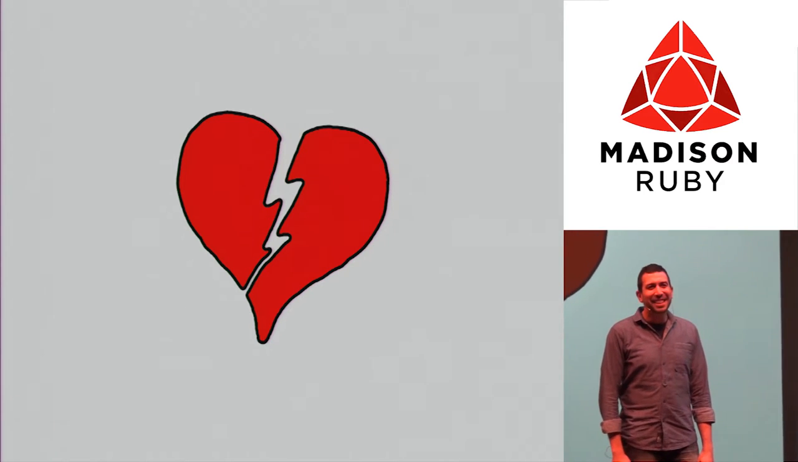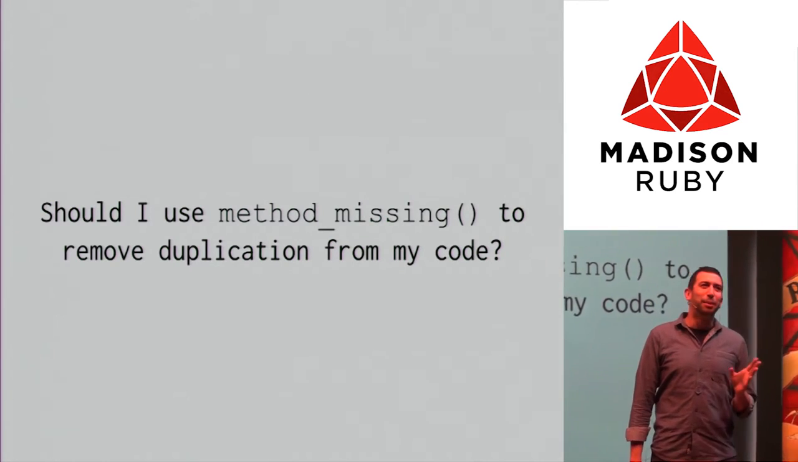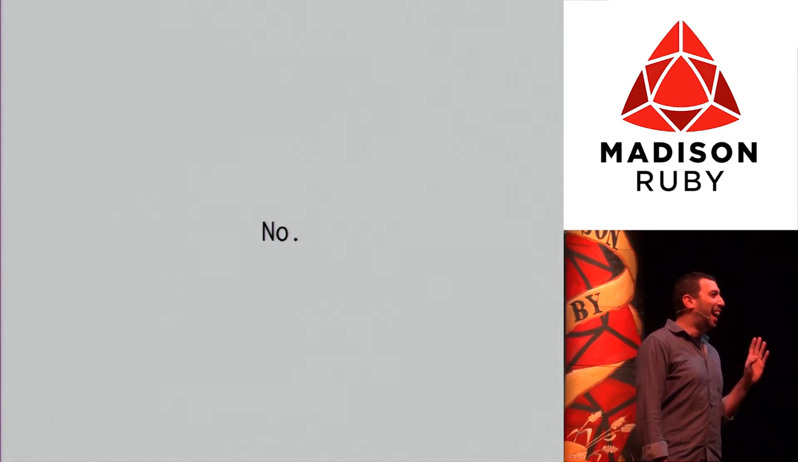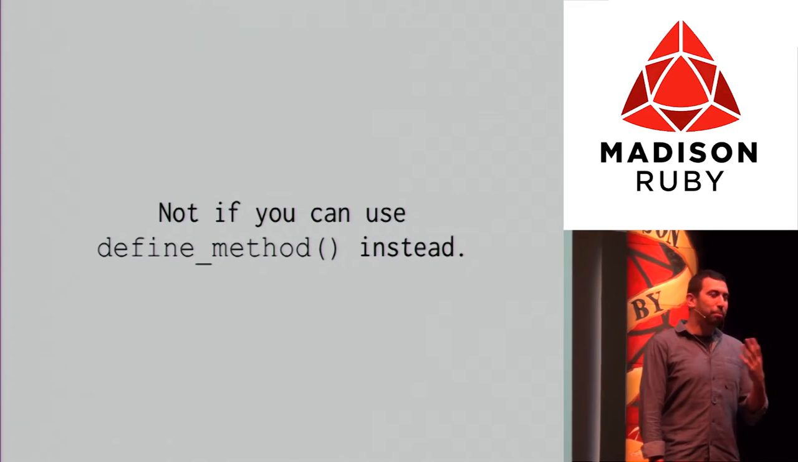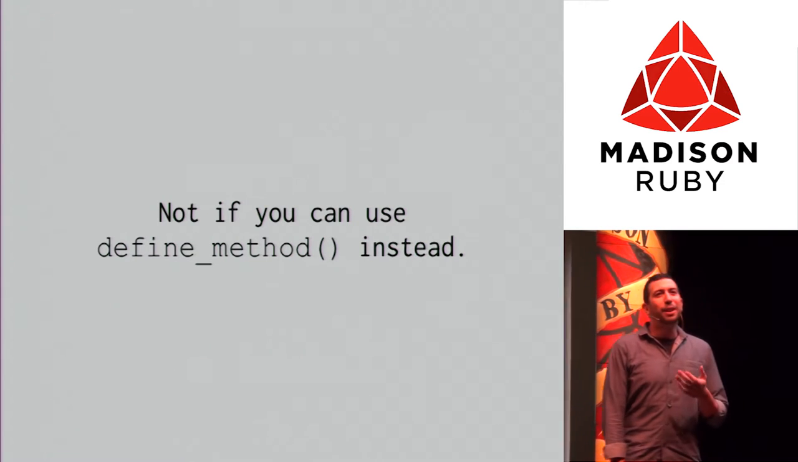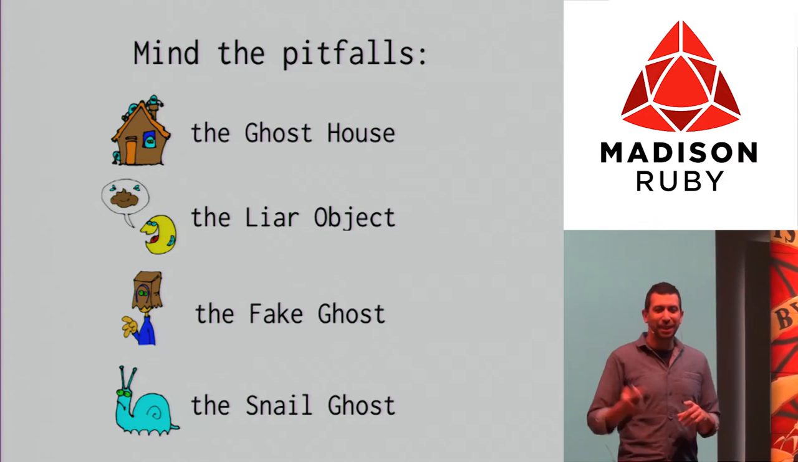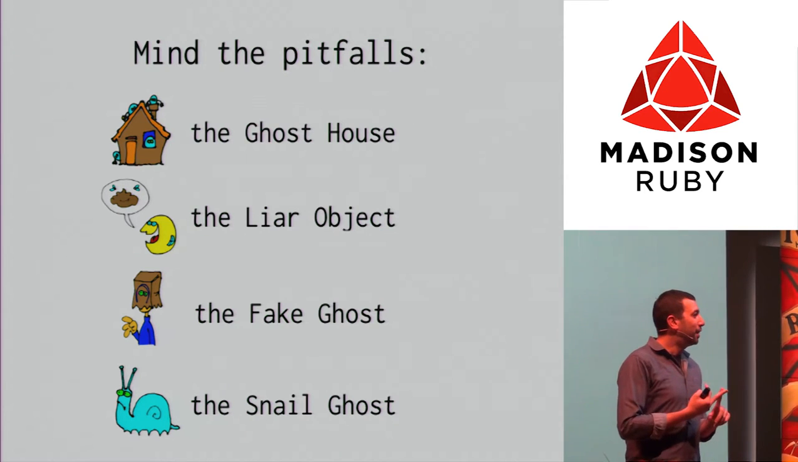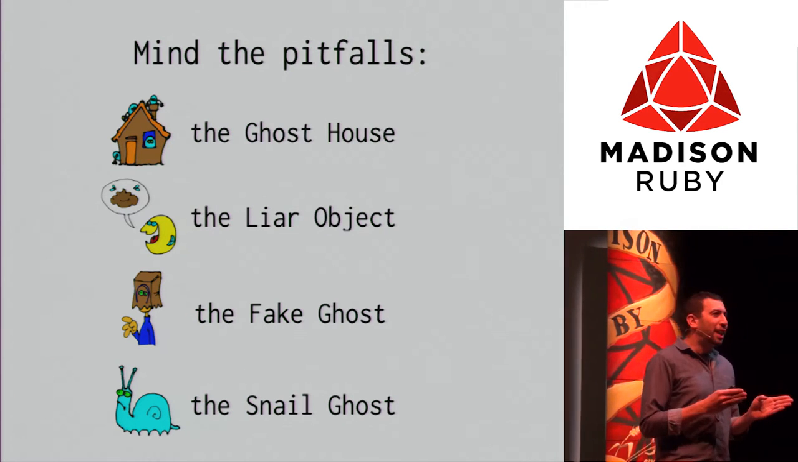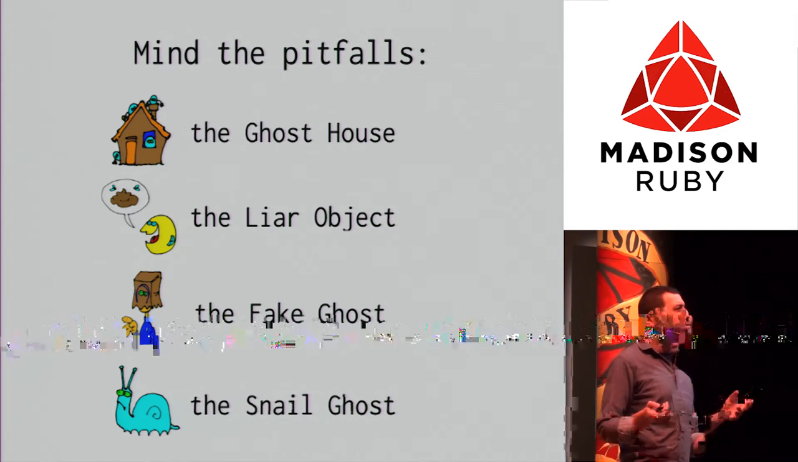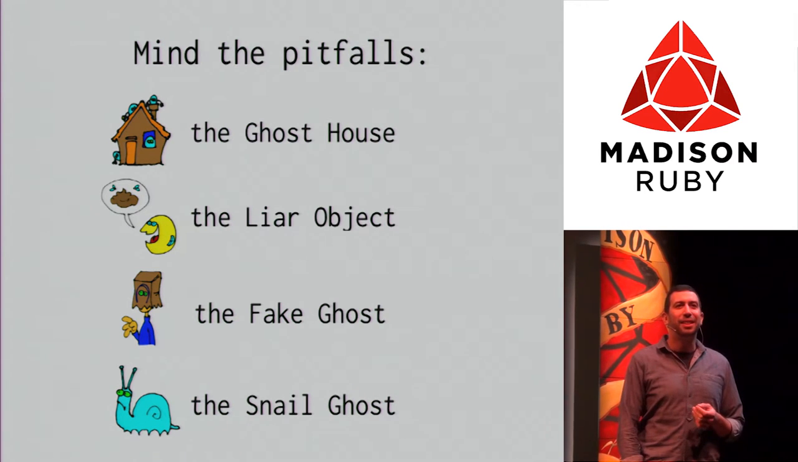So the answer to the original question, should I use method_missing to remove duplication from my code? No. At least not if you can use define_method instead. Okay. And because I know that you will use it anyway, when you do, just remember the pitfalls. You can create too many ghosts, so call super. You can have your object lie to you about the methods it supports, implements or responds to. Mind your name clashes, use a blank slate. And the part about performance, it's probably not going to happen, but just be aware, just in case. That's it. Thank you.